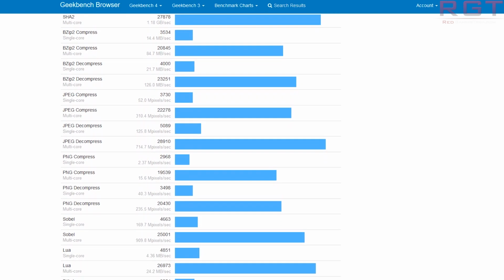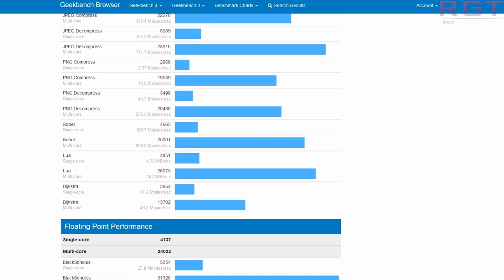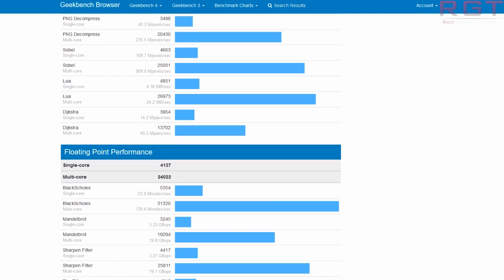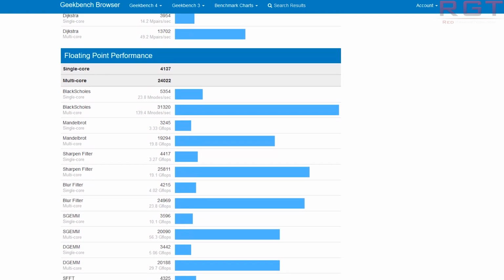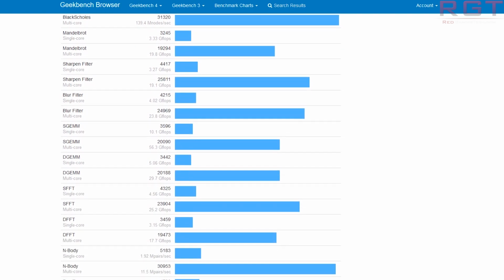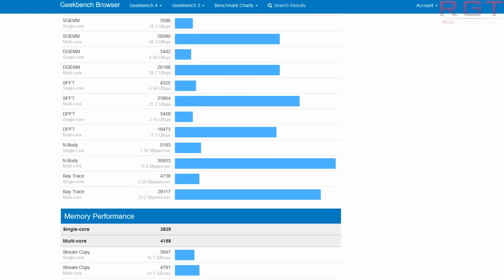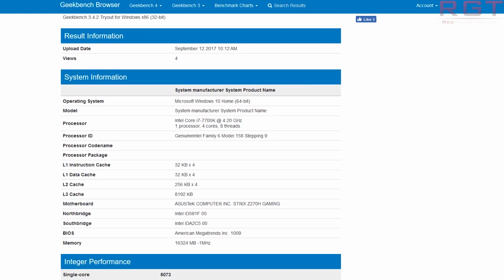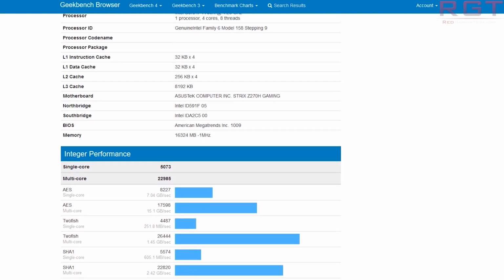But the single core score is 4113. Obviously, 4113 to be a bit rounder there. And a multi-core score, which obviously is where the real money is, 19,144. Not too shabby at all.